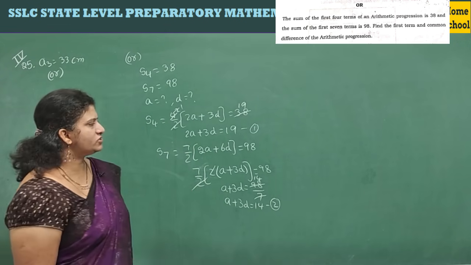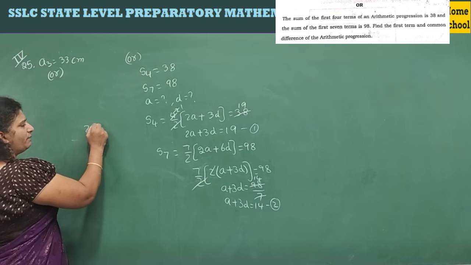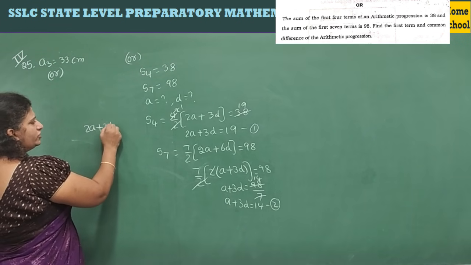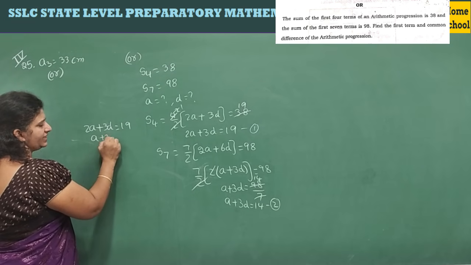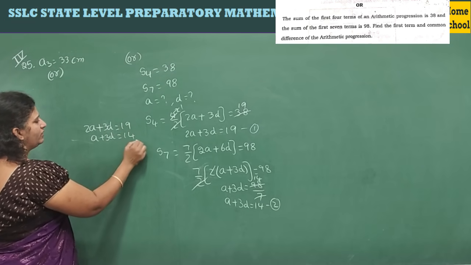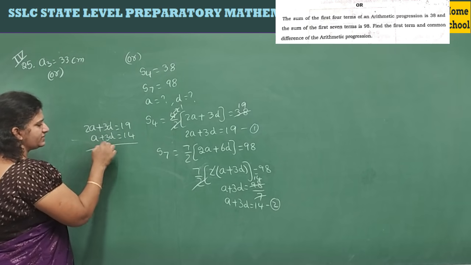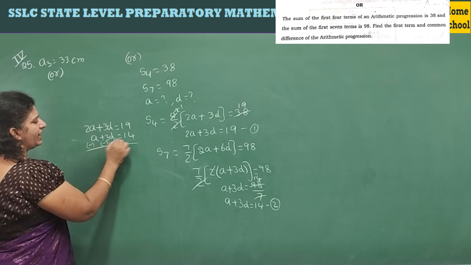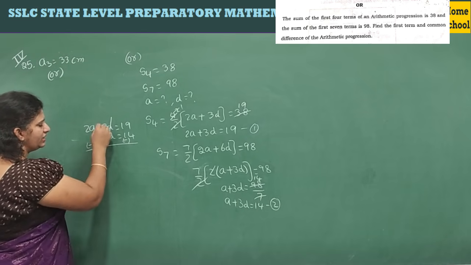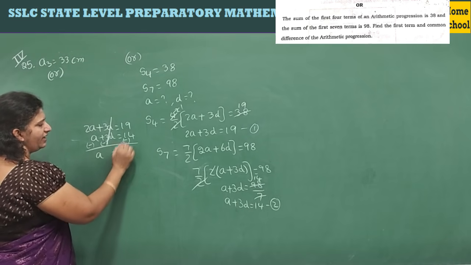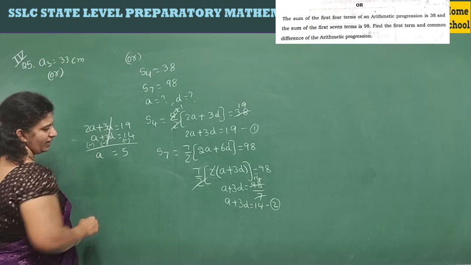Now solve these two equations. By elimination method I'll solve. 2a plus 3d is equal to 19. a plus 3d is equal to 14. Right? So both are the same sign, so let me subtract the two equations. Change sign. 3d minus 3d cancel. 2a minus a is a. 19 minus 14 is 5.